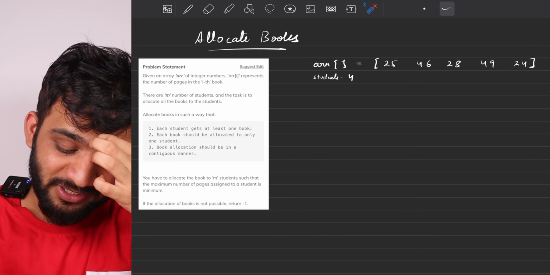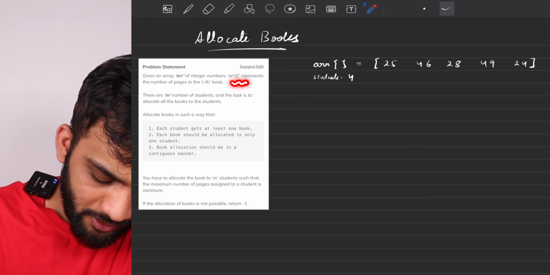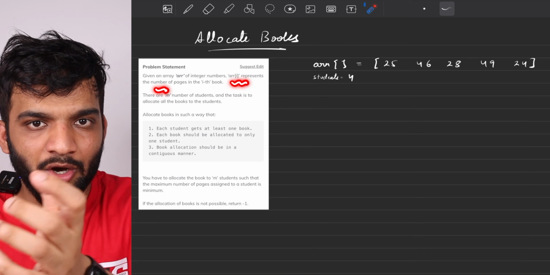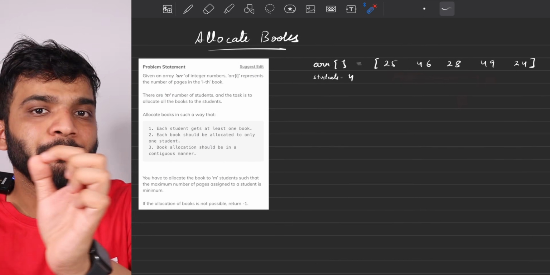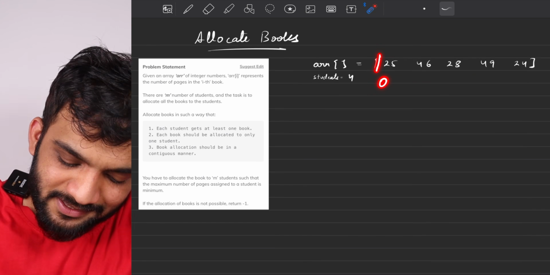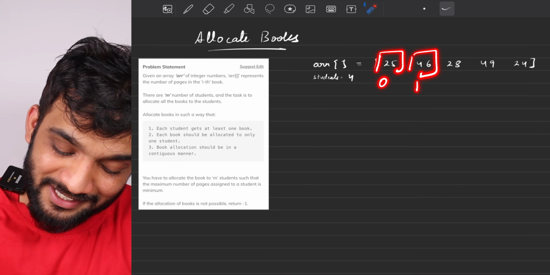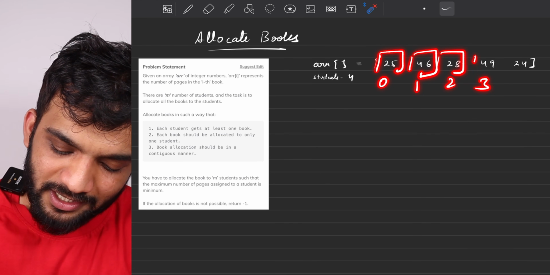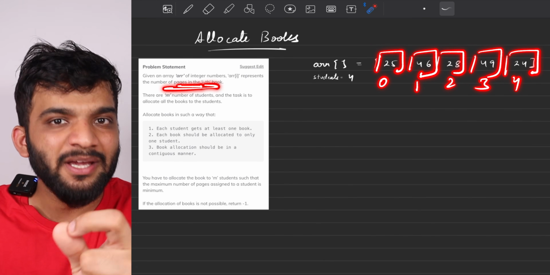So what does the problem state? The problem states that you'll be given an array, and the array will be containing the number of pages of n books. Like over here you're given 5 books. The 0th book has 25 pages. The first book has 46. The second has 28. The third has 49. The fourth has 24. So this is what will be given to you.